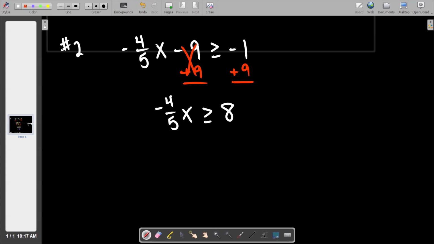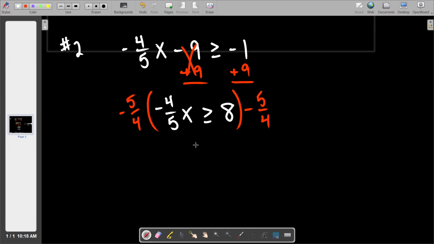And now it's time to multiply. Remember that when you have a fraction globbed onto your variable, you want to kill it by multiplying by its inverse, its upside down, its reciprocal. So I'm going to flip the fraction that's in my crosshairs. I'm going to keep it negative, but it's going to flip to 5/4 like this.